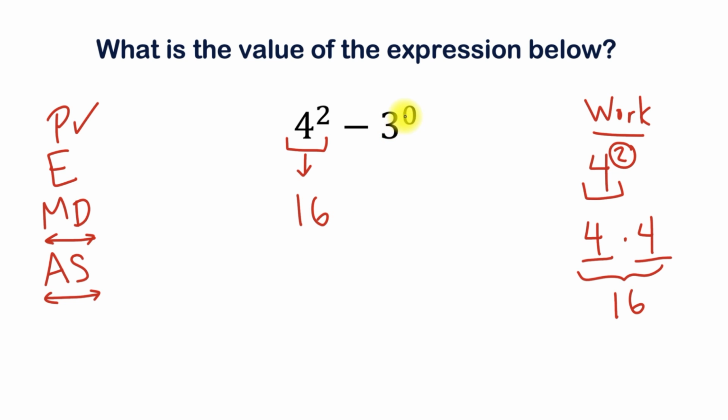Now we have to evaluate 3 to the 0 power. Now 3 to the 0 power is a very special case. Anything to the 0 power, so if I have 3 to the 0 power, it just evaluates to 1. I could have 10 to the 0 power, that would still be 1. I could have 20 to the 0 power, that would still equal 1. I could have 1,000,000 to the 0 power, and that would still equal 1. So here, underneath 3 to the 0 power, we'll just write 1. And then I'll bring down my subtraction sign.